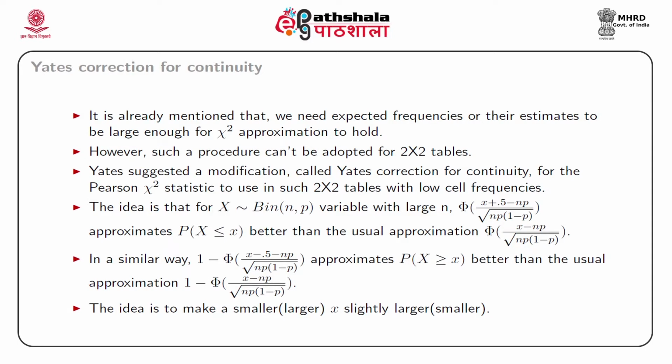The idea is that for x having a binomial distribution with parameters n and p, for large n, we approximate probability x less than or equal to small x by capital phi of x minus np divided by square root of np multiplied by 1 minus p. But a better approximation is capital phi of x plus 0.5 minus np divided by square root of np into 1 minus p. In a similar way, one can approximate probability x greater than or equal to small x and find a better estimate just by replacing x by x minus 0.5 in the usual estimate. The idea is to make a smaller x slightly larger and a larger x slightly smaller.